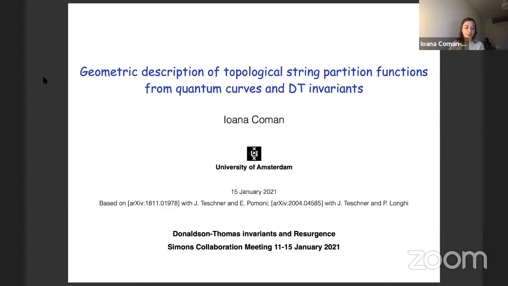So I will give a progress update on a project to formulate a geometric description of topological string partition functions from the perspective of quantum curves and Donaldson-Thomas invariants. And this will be based on two papers in collaboration with Jörg Teschner and Eli Pomoni and Desi Hamburg, and also with Pietro Longhi from ETH Zurich.